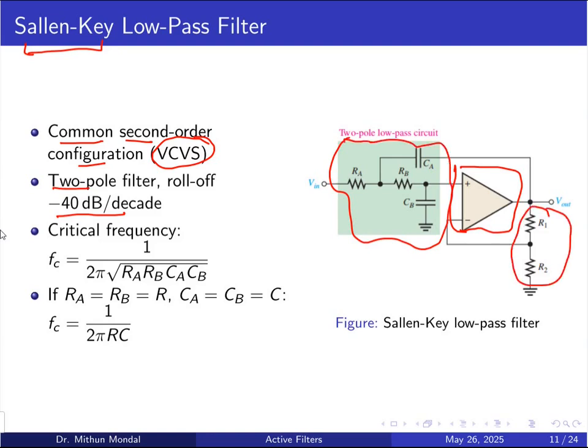the voltage divider. So in this circuit, because it is a two pole filter, the critical frequency will be 1 by 2 pi times the square root of a combination of resistors and capacitors. So generally this resistor and capacitor are equal, so Ra equal to Rb and Ca equal to Cb. So we can say that the critical frequency is 1 by 2 pi RC.